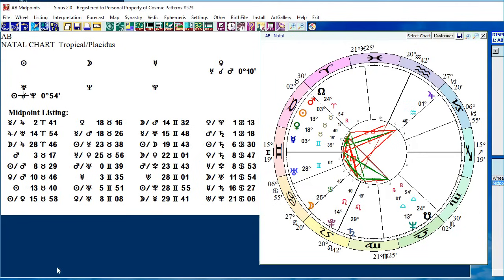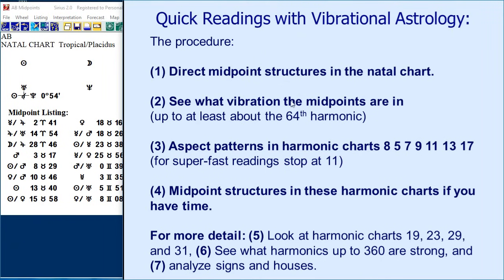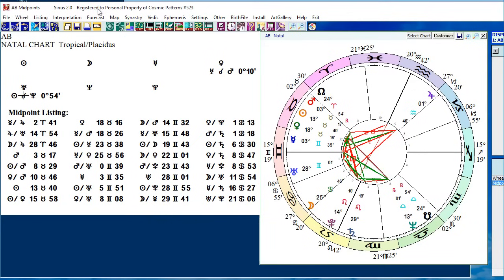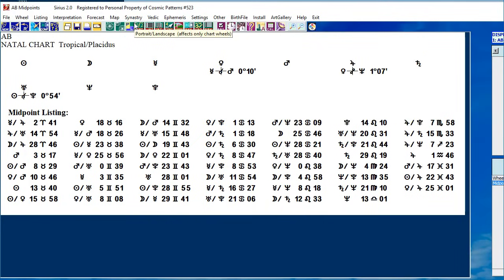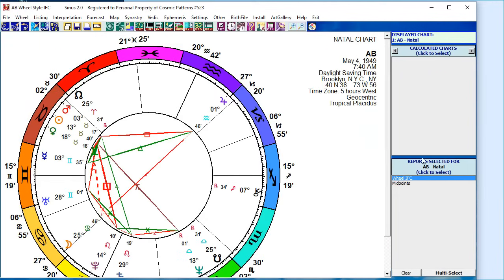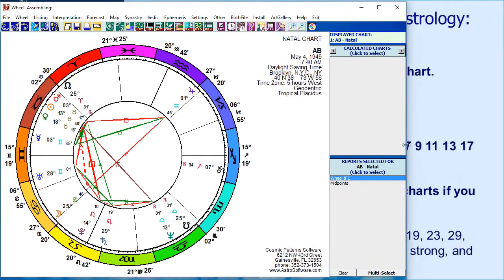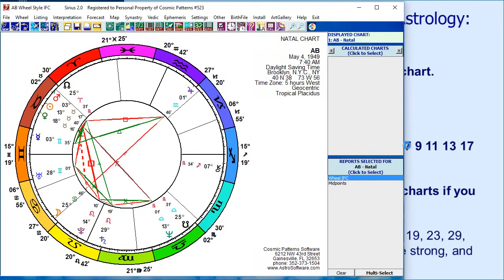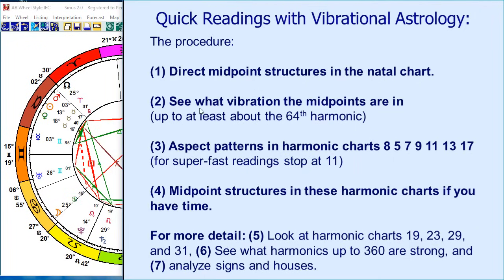Second step, let's go back to our slide. See what vibration the midpoints are in. So to do this, let me just close this pop-up window, and let me also drag this back over here. Let me just bring up the wheel and resize this back to where we can see the whole wheel, because we'll be looking at wheels in a minute. Okay, we're going to go to step number 2, see what vibration the midpoints are in.